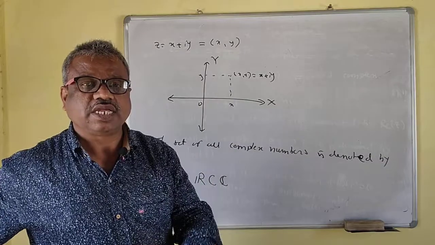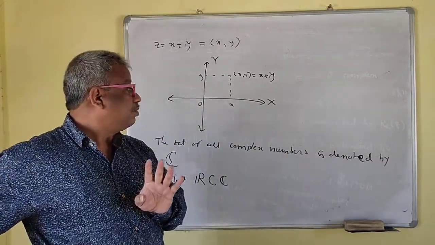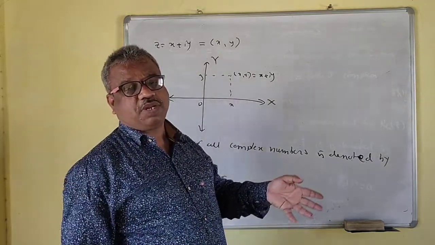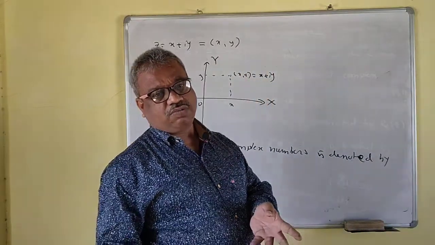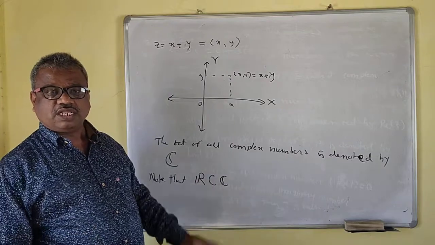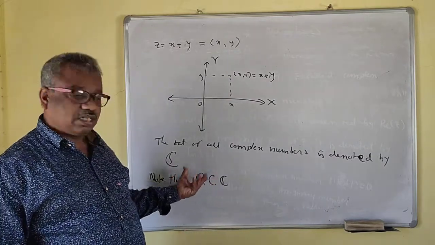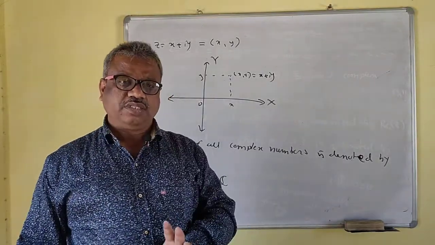That means all integers are real numbers. That means all integers are complex numbers. Next, we have seen the rational number: a number which can be expressed in the form p by q, where both p and q are integers and q not equal to 0, is called a rational number. We have also seen all rational numbers are real numbers. So that means all rational numbers are complex numbers.